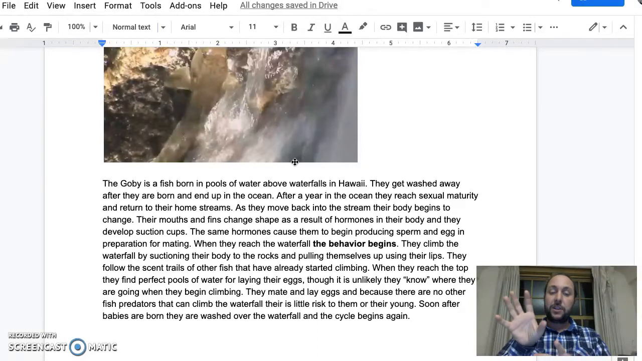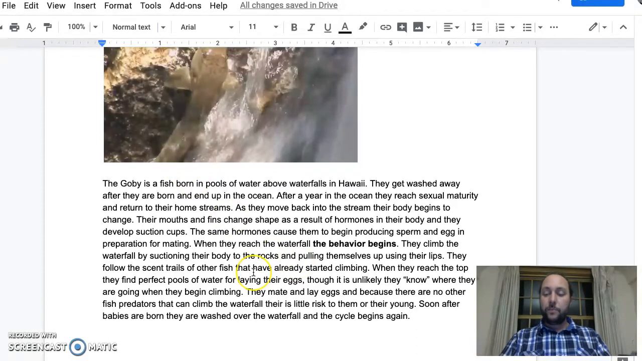They climb by suctioning their body to the rocks and pulling themselves up using their lip. They might be following the scent trails of others, although they certainly will climb on their own just because they run into the waterfall. Above the waterfall, they find these perfect pools where there's no predators and they can lay their eggs. It's not likely that they know where they're going, but they're certainly motivated to get there. And that's where they mate and lay their eggs, and then soon after the cycle repeats itself.